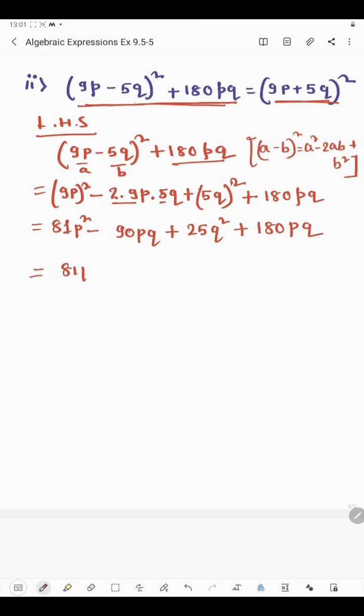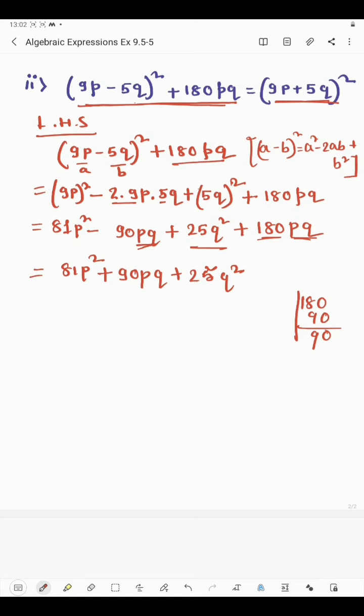Now 81p square will remain the same, as there is no like term present. Now here we have pq and here also we have pq, so a similar term is present, so we'll calculate this too. Here it has a plus sign and it has a minus sign, so plus minus minus, so 180 minus 90 is 90. Since 180 has the plus sign and 180 is greater than 90, it will be plus 90pq, and the q square term will remain the same, which is 25q square. Okay, so we have solved the left hand side.